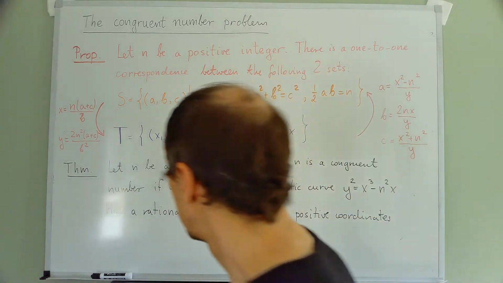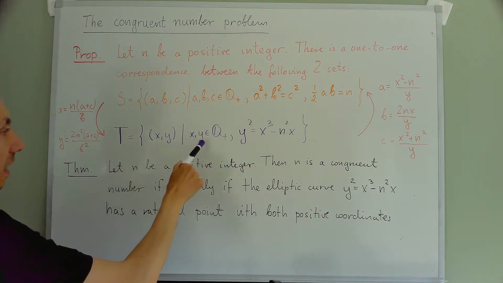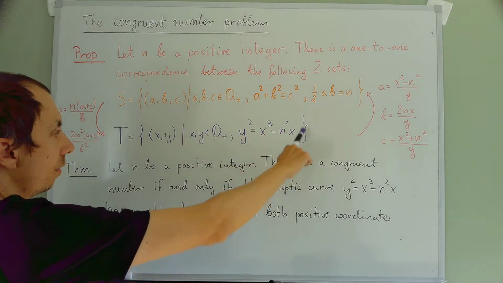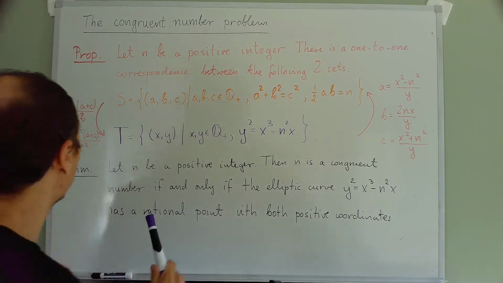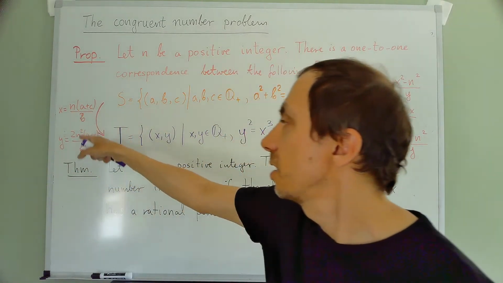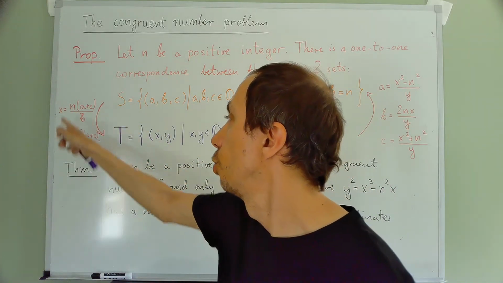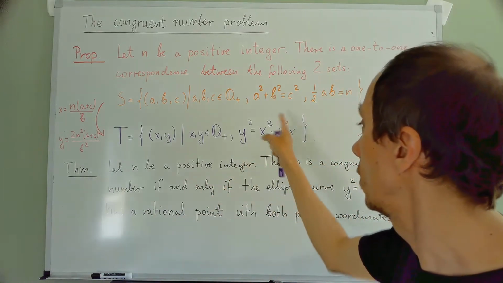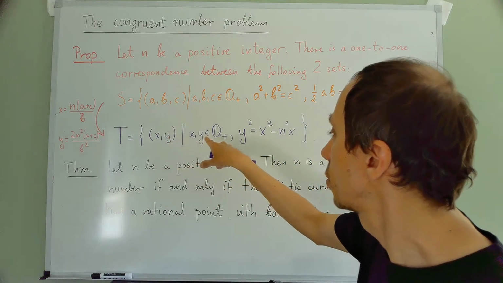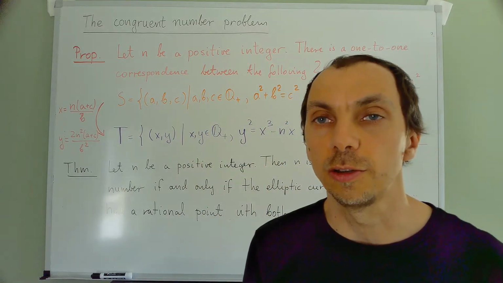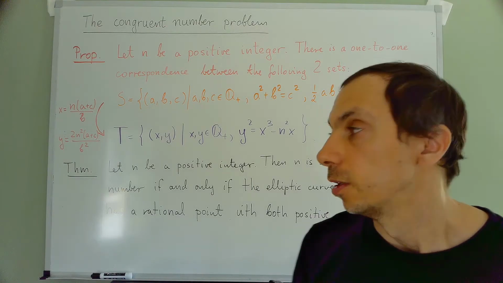So if there is such a triangle, then according to this recipe, we get a point on this curve whose both coordinates are rational, right? That is the point. A, B, and C are rationals, so this is rational and that is rational, and these two x and y satisfy this equation. So there is a point on this curve, y squared equals x cubed minus n squared x, that has both coordinates rational.